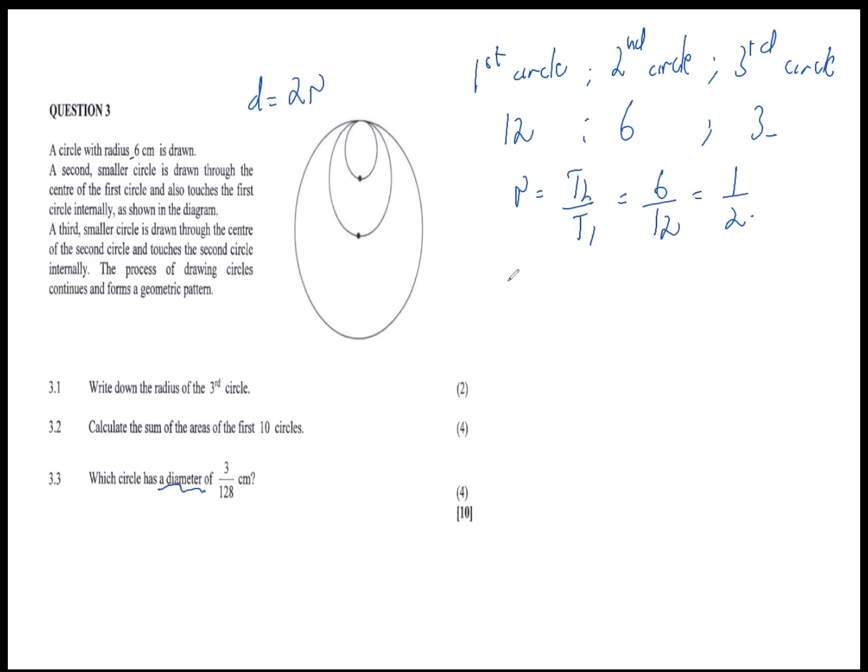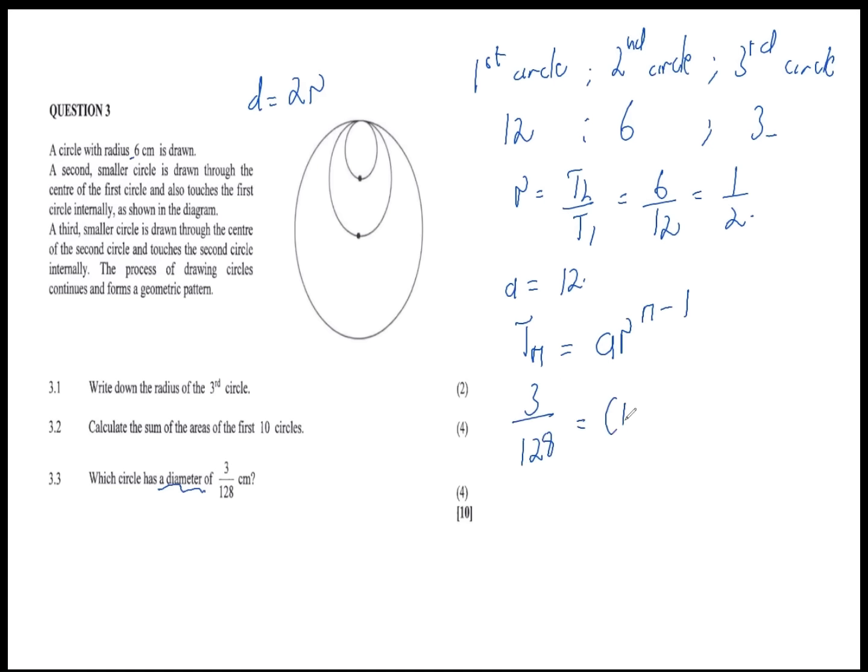That's our r value. Our a value is what? It is 12. Okay, so now what do we do? That means we are supposed to use Tn now. We are trying to find the n value for Tn equals 3 over 128. So which is a r to the exponent of n minus 1. So this is now 3 over 128.